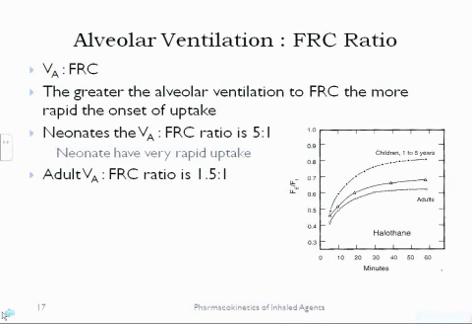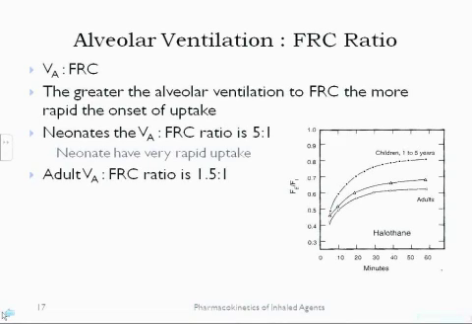A neonate is usually breathing 35 breaths per minute, so he has a high minute ventilation. His FRC is not very high, so the ratio is about 5 to 1 compared to an adult. He's going to go to sleep really fast when you give him an inhalational anesthetic. So they have a very rapid uptake.